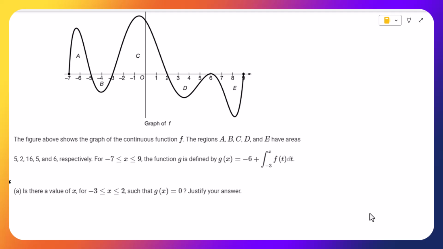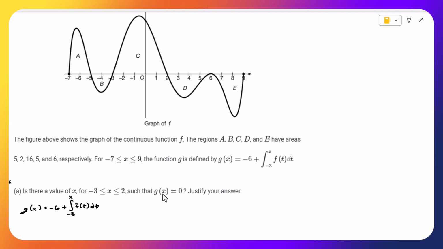Okay, so our first part here: is there a value of x for -3 is less than or equal to x is less than or equal to 2 such that g of x equals 0? Justify your answer. I'm not going to go through all this stuff here. We can come back to that later. But I do want to take out, what is g of x? Well, g of x is this thing right here. I'm going to write that down. g of x equals -6 plus our integral from -3 to x of f of t dt. And it's just asking, is there a value for x from -3 to 2 such that g of x equals 0?